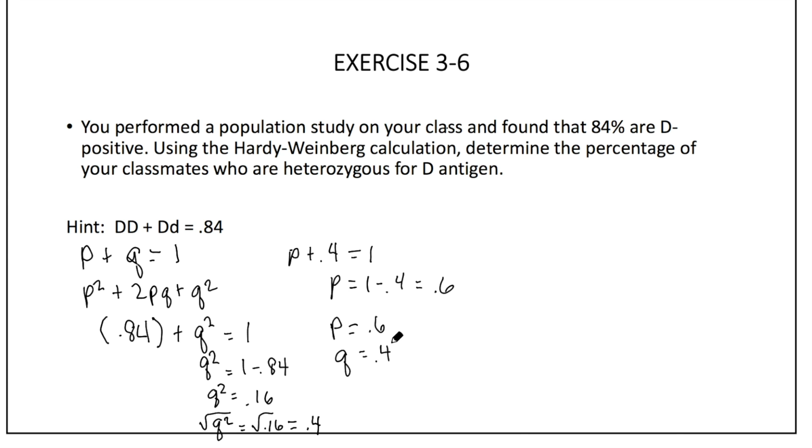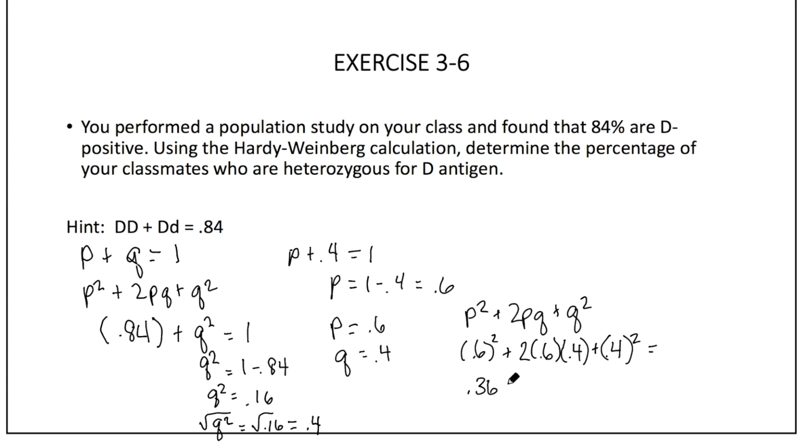Now we just go and substitute these into this equation. So we have P squared plus 2PQ plus Q squared. And we'll just put 0.6 squared plus 2 times 0.6 times 0.4 plus 0.4 squared. And that's going to give us our percentage. So we just do our math. That's going to equal 0.36. This is going to be 0.48. And this is 0.16.